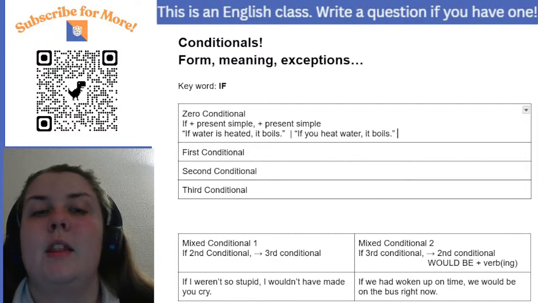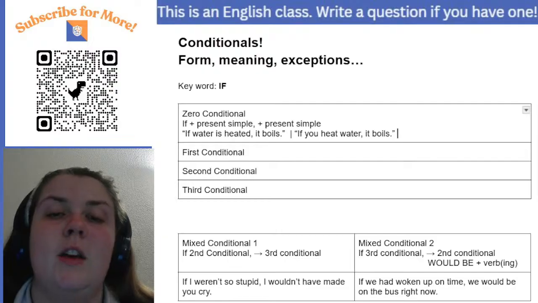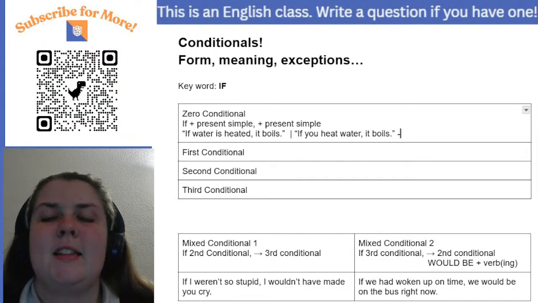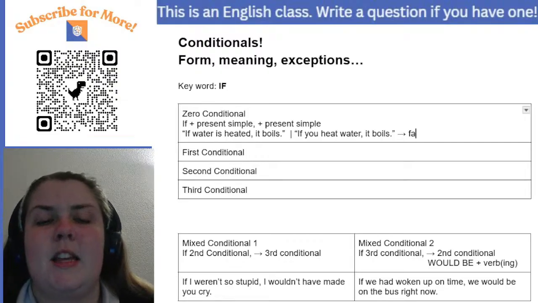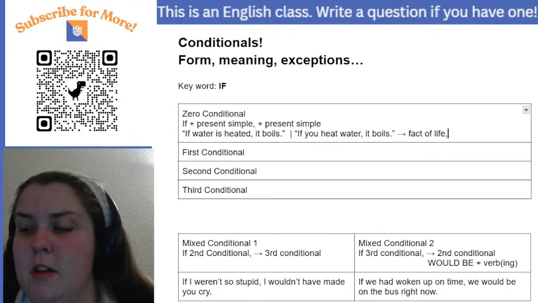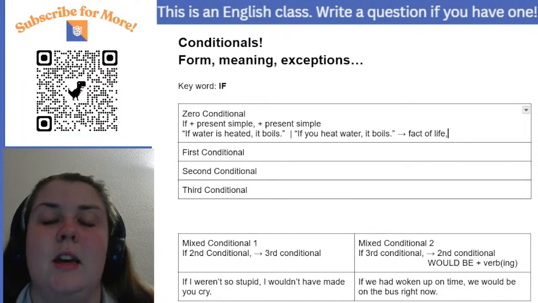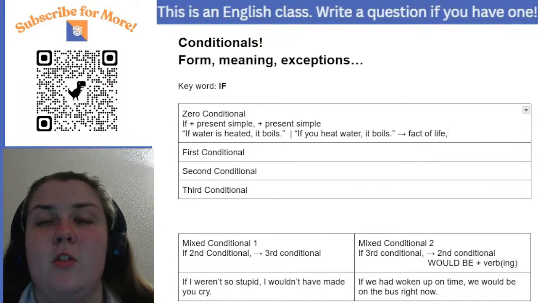So, this is the zero conditional. If you heat water, it boils. This is like a textbook example. It's something that is like a fact of life, something that always happens. You can guarantee that if you're using the zero conditional, it's something that is certain.